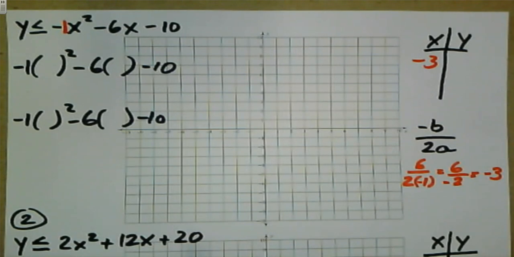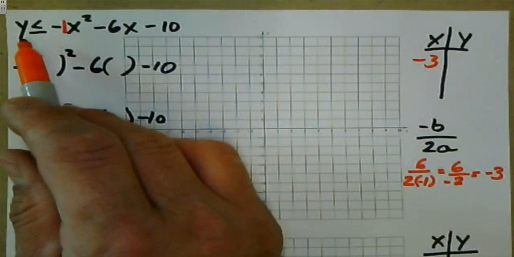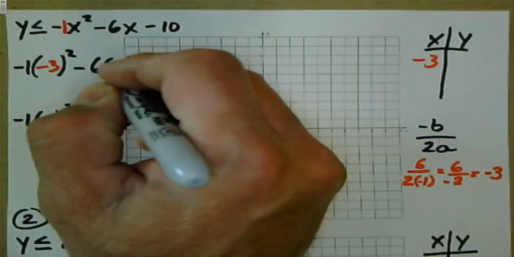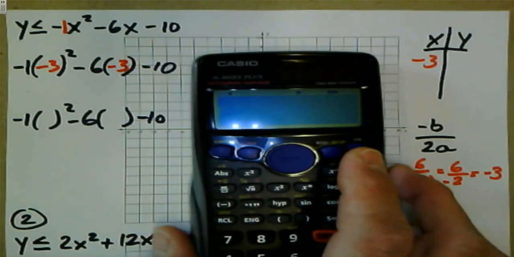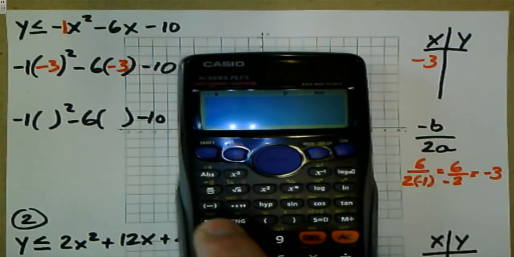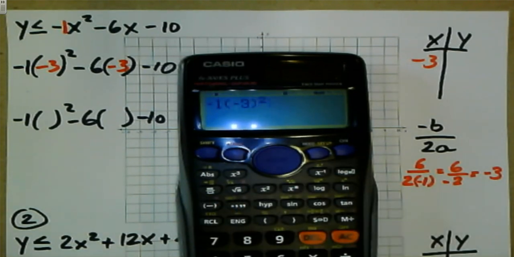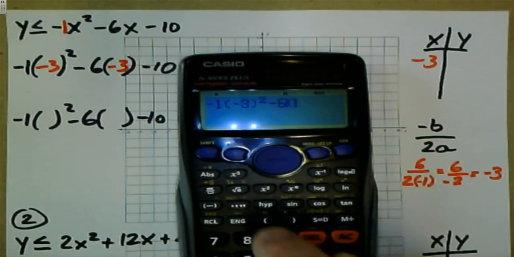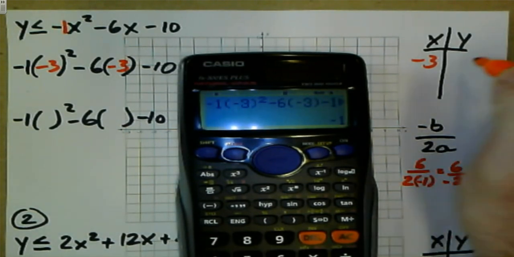So what do we do with that? Well, that's the x, so we've replaced the x's in the equation so we can solve for y. Put -3 in there. Grab our calculator. We're going to put -1, parenthesis, -3, parenthesis. Make sure you square it. -6, parenthesis, -3, parenthesis. And then we're going to subtract 10. It equals, when we get, -1.